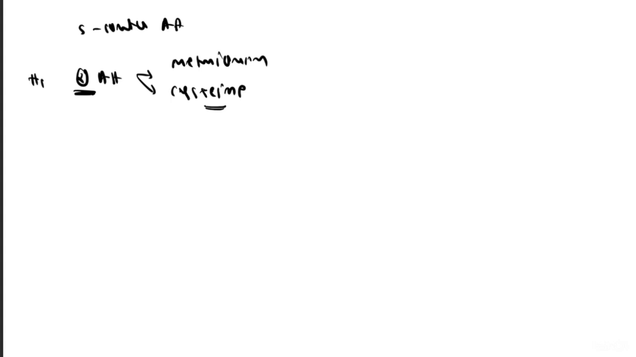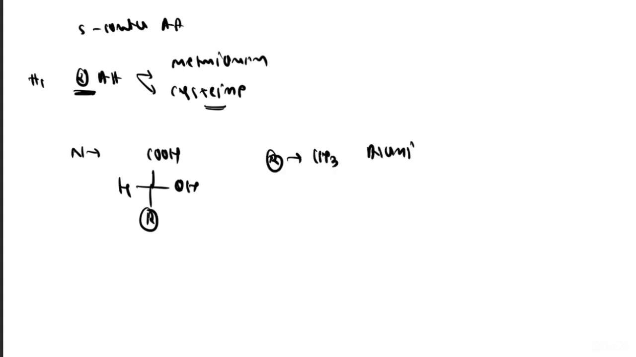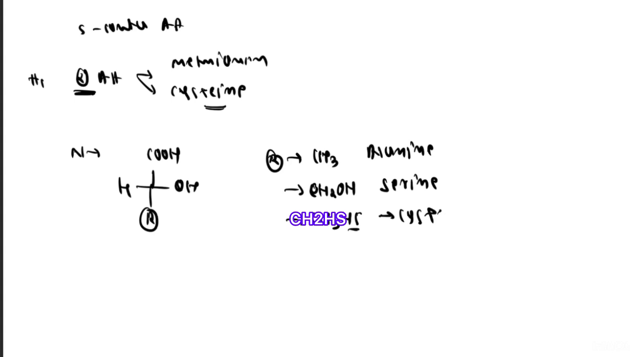Now look at the structure. The normal amino acid structure, you know, is NH2, COOH, hydrogen and R. And this R may be, if it is CH3, then we call it alanine. If we add oxygen, like CH2OH, then we call it serine. If you add sulfur, like CH2SH, then it is cysteine. So we know the structure of our first amino acid, cysteine.